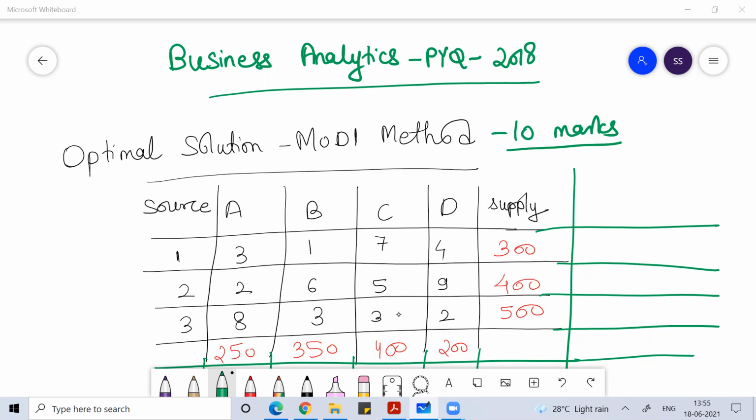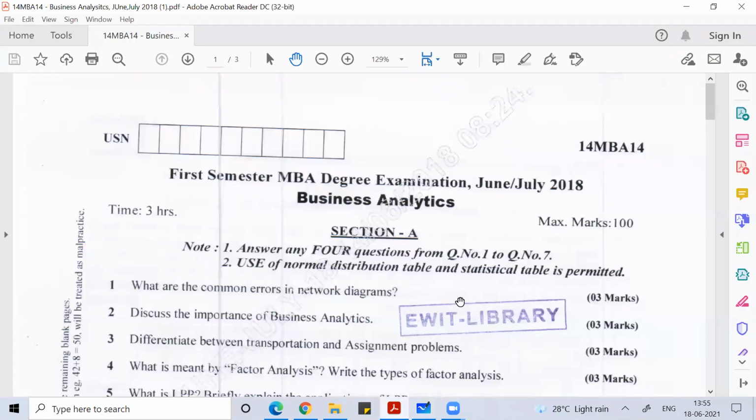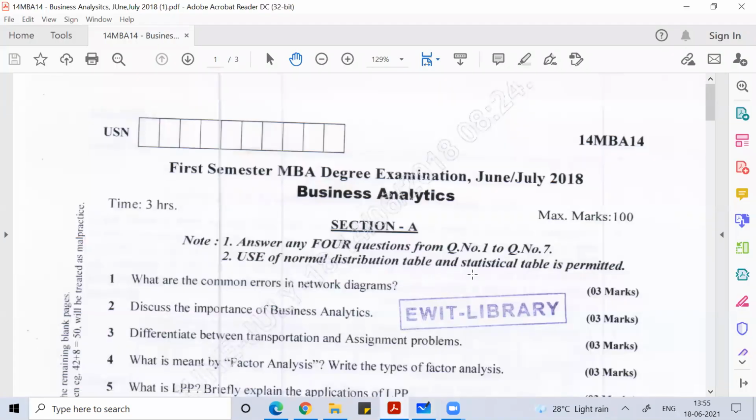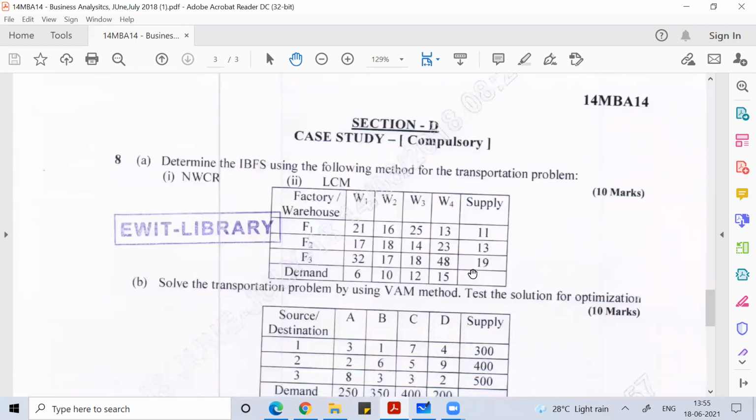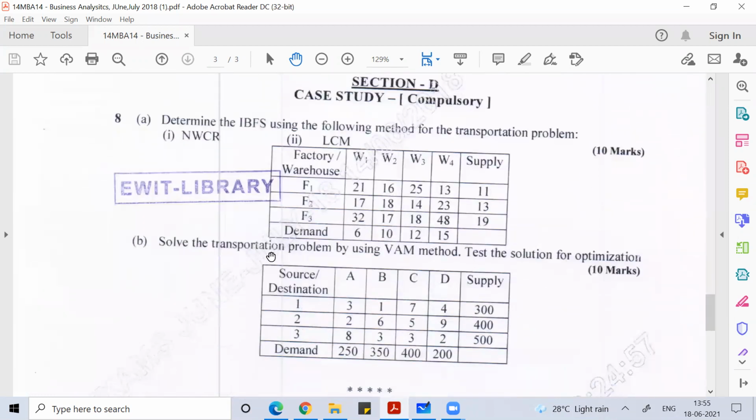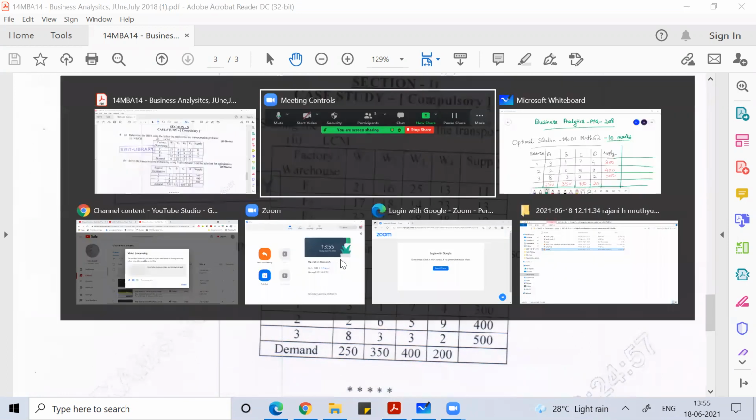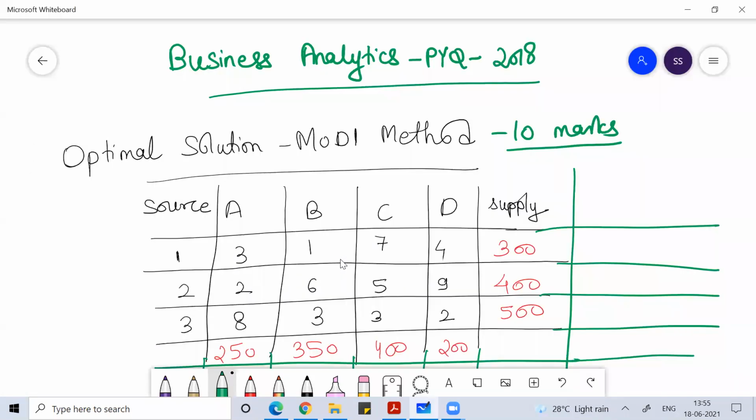Now, this problem came in June, July 2018. You need to solve this problem by the VAM method, which is Vogel approximation method, and then test the solution you get for optimization. This question came for 10 marks. So we'll solve this problem.